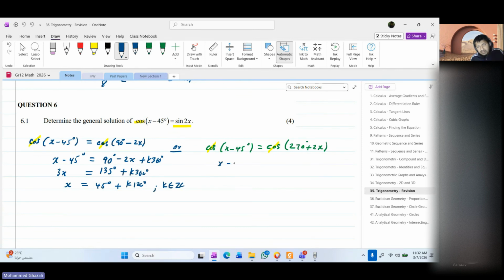Next one: x minus 45 is equal to 270 plus 2x plus k360. So negative x, because that minus that, is 270 plus 45, which should give me 315, plus k360. So x is now equal to negative 315, negative k360. You can leave your answer like that. Okay, so two general solutions.